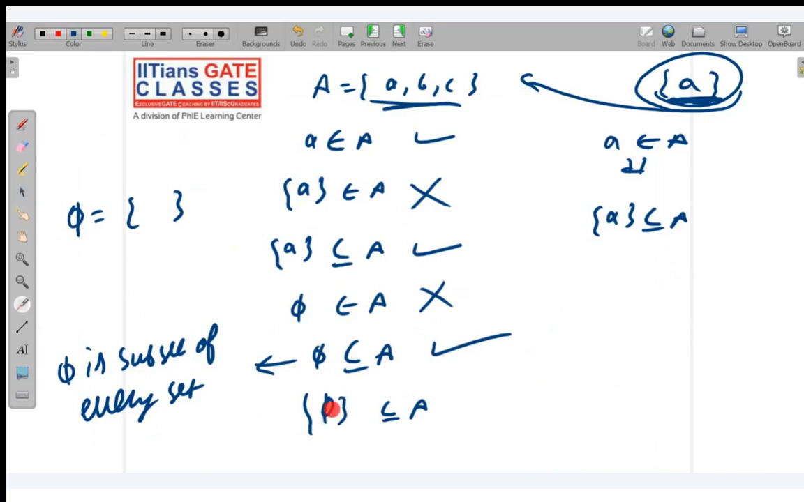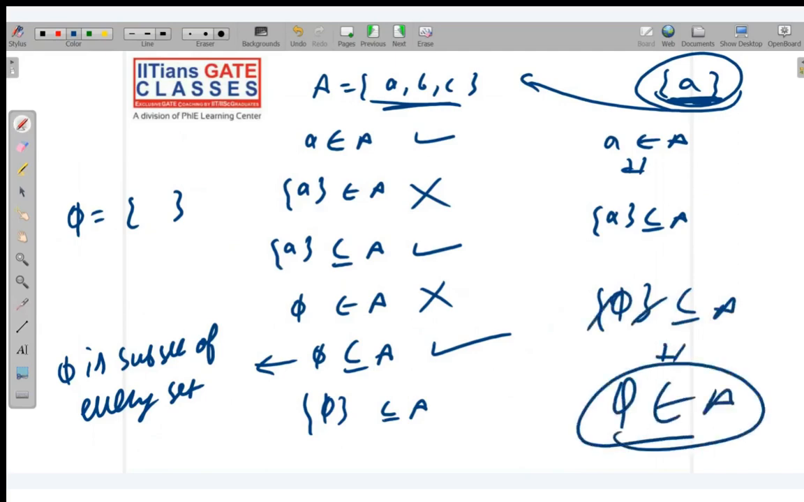Next is phi within brackets is a subset of A. Is it true or false? So I will simply apply this thing. If you are saying phi within brackets is a subset of A, I will remove these brackets and say phi must belong to A. Does phi belong to A? No, I will cross it. Is it okay? Yes, sir.